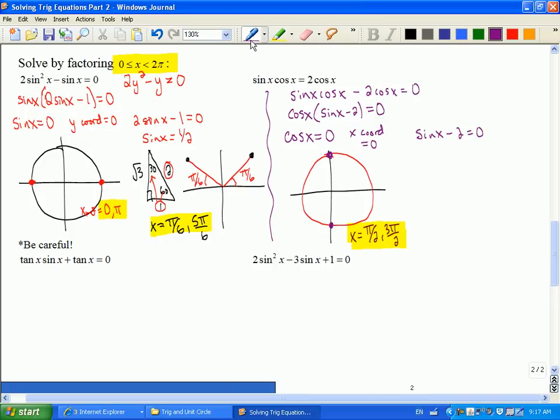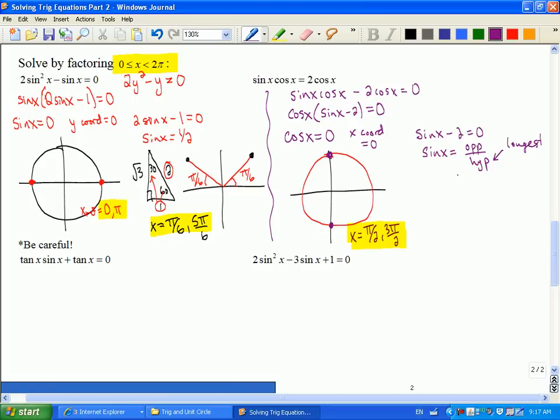Now here's the great thing about some of these equations. You come to the next one and you want to know where does sine of x equal 2? Well, if we think about what the sine is, it's the opposite over the hypotenuse. What do you know about the hypotenuse? Well, just any hypotenuse, not just the unit circle one, which is 1. It's always got to be the longest, right? It has to be the longest.